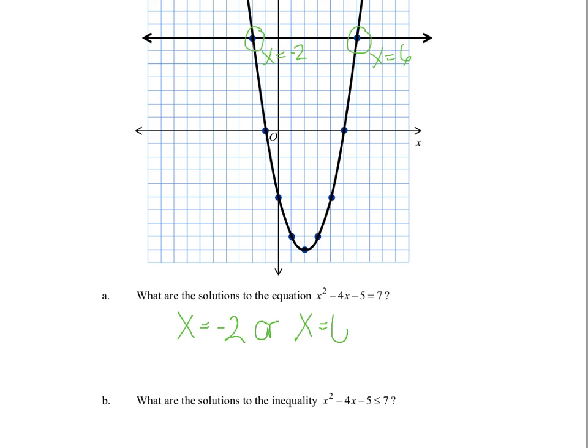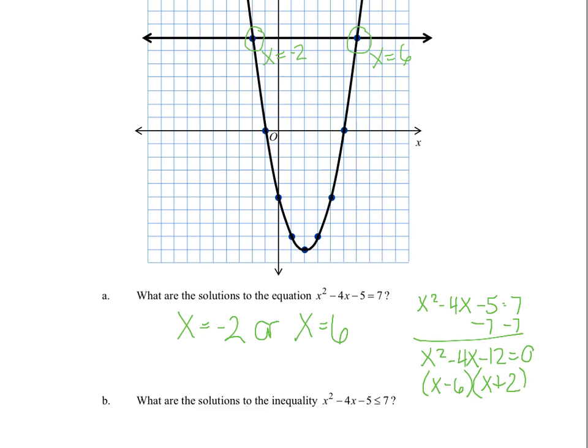Now, we could sit here and solve x squared minus 4x minus 5 equals 7, take away 7, x squared minus 4x minus 12 equals 0. We can see that that will factor into x minus 6 times x plus 2, and we'll get the same solutions. But why go through all of that work when you can look at the graph?